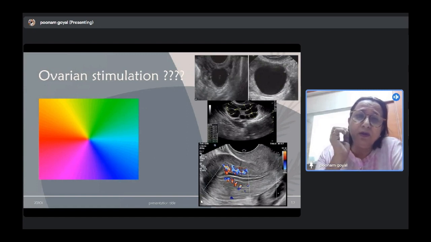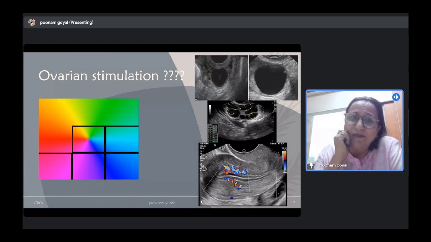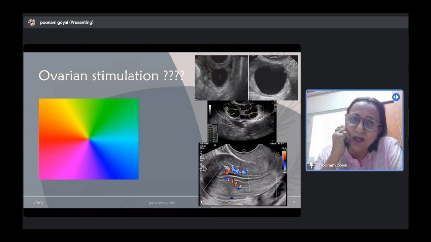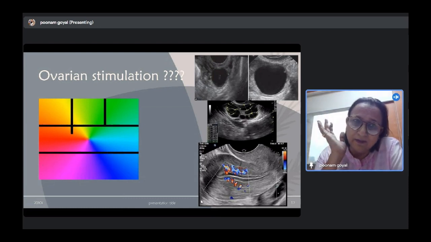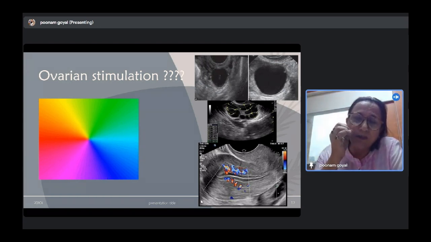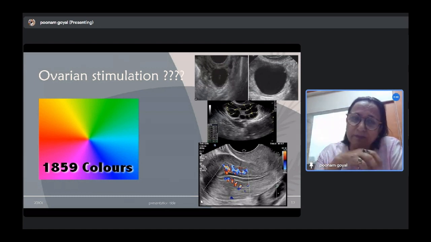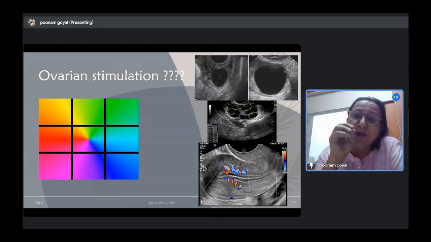So now coming on to ovarian stimulation. I first thought to put something here, but then I thought that ovarian stimulation as such is a 1 hour lecture, so I should not be putting it here. So, as I have shown, there are various colors of ovarian stimulation.